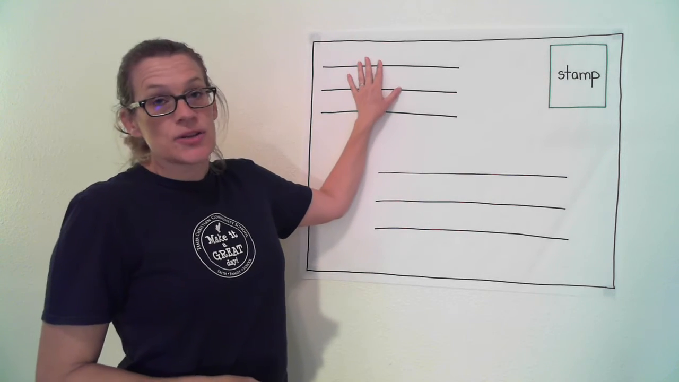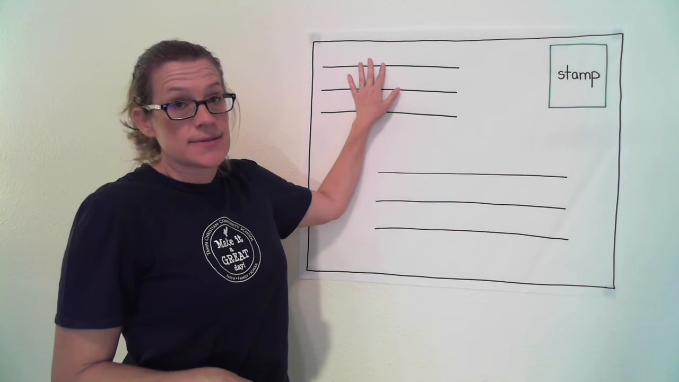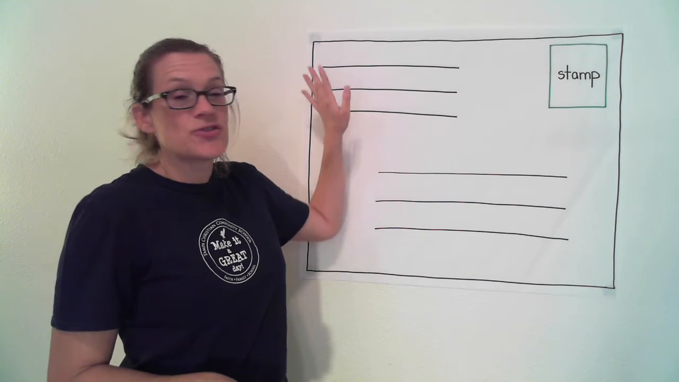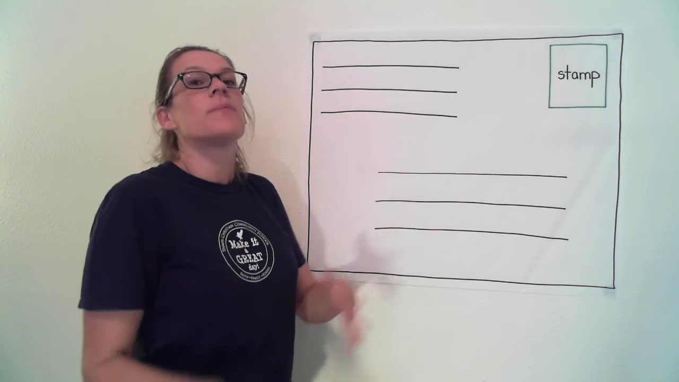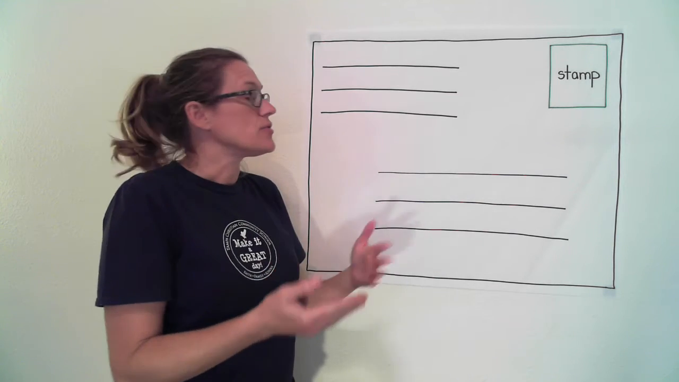Then in this section, the top left, you have to write your address. It's very important that you include your address just in case something goes wrong. The mail carrier can bring it back to you and you can try again.